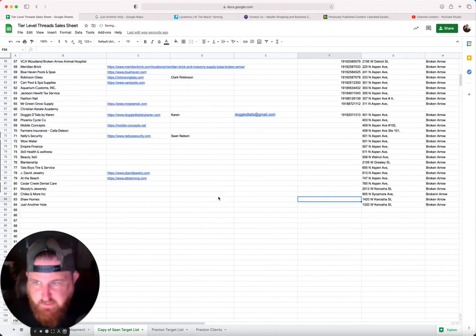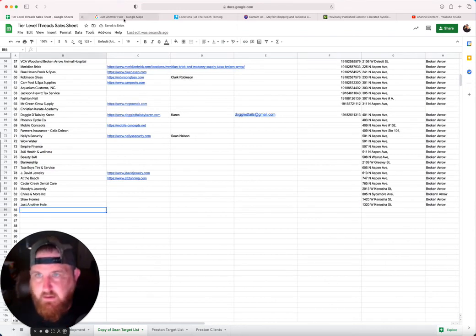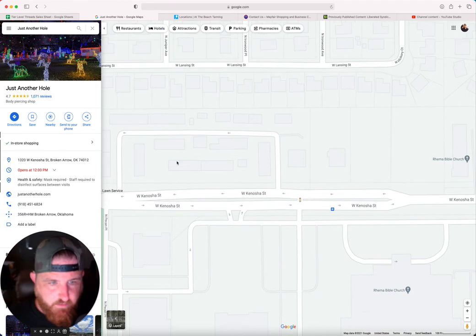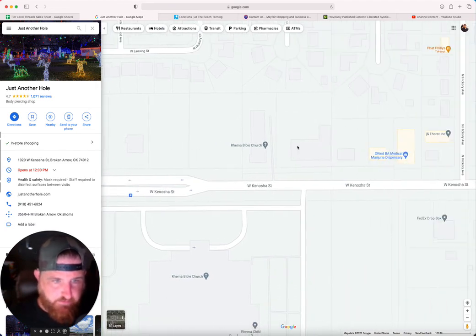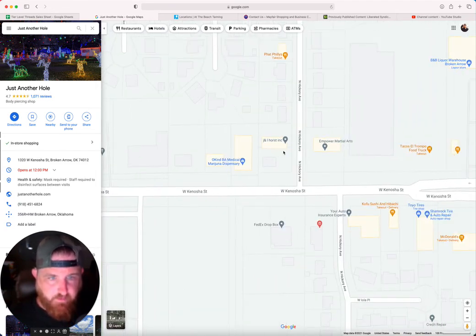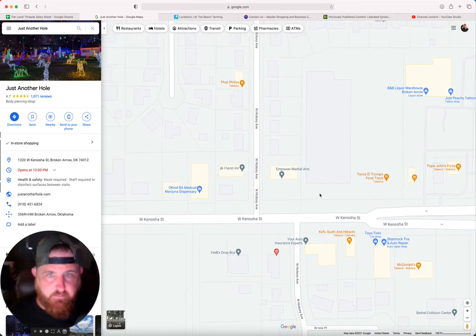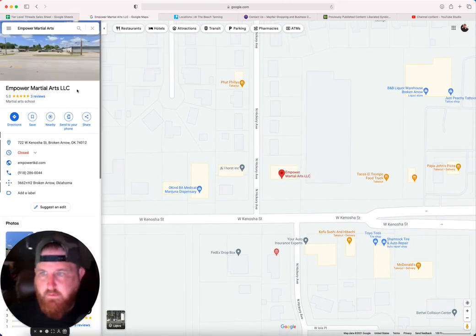I mean, we are just getting so many targets in a concentrated area. So I'm going to keep going down here. And all right, so we've got some more businesses right here. This one is called Empower Martial Arts. So I'm going to go ahead and put them on there.